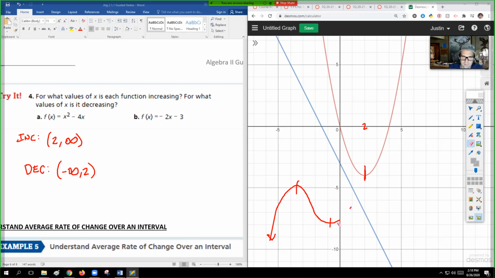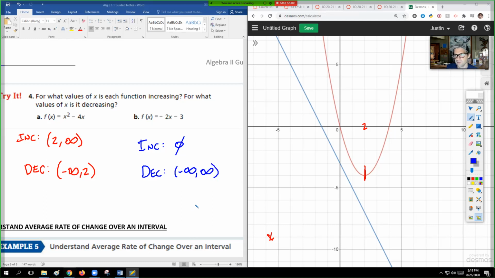We look at this, B, the negative 2x minus 3. I'm just erasing this old stuff here. It's a straight line going down the entire time. So is this line ever increasing? Nope. I'm just going to put no solution there. There's no time it's increasing. When is it decreasing? The whole time it's decreasing. So that would be from negative infinity to positive infinity.